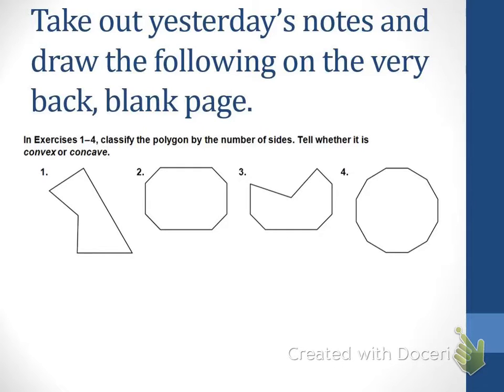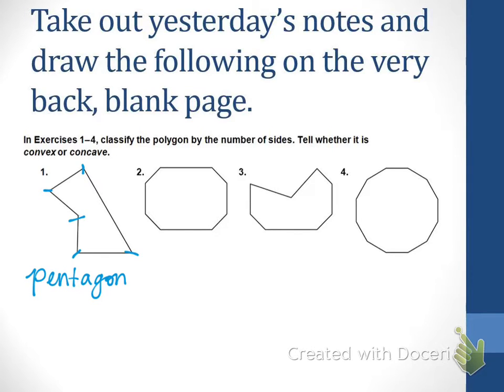This first shape has how many sides? 4, 5, which makes it a pentagon. So remember, I count the corners, the vertices, because the amount of vertices is the amount of sides. You can count sides, it's all the same. You still will find that there are 5.